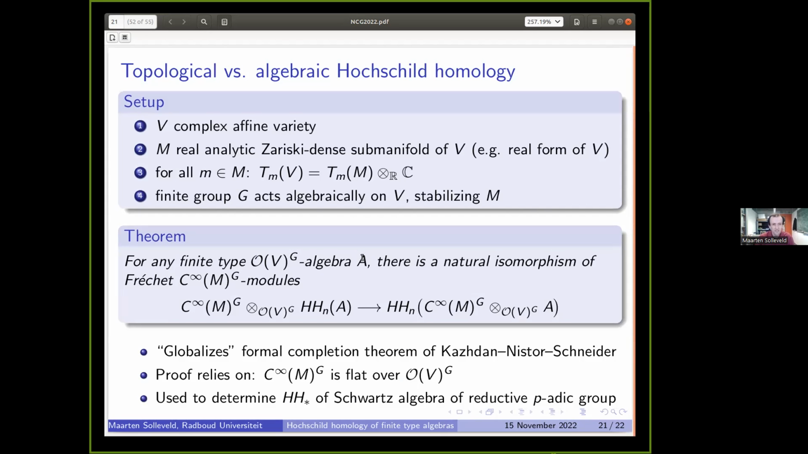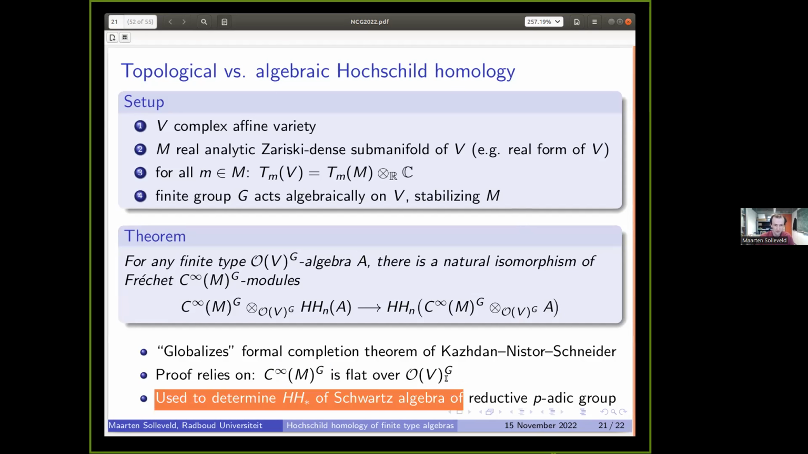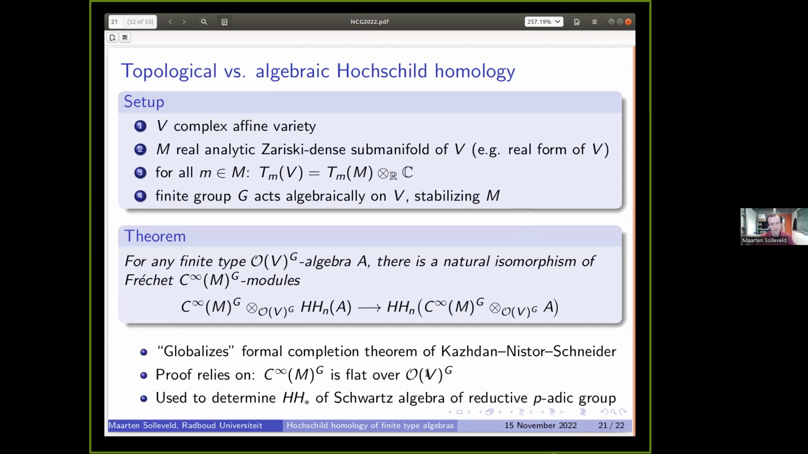So this comparison theorem for topological and algebraic Hochschild homology relies in some sense on what you could do with formal completions, but you can also say it's somehow a globalized version of this formal completion result that was obtained by Kazhdan, Nistor, and Schneider. And as I said, the crucial part is that this algebra of smooth G invariant functions is flat over the algebra of regular functions on some underlying variety.